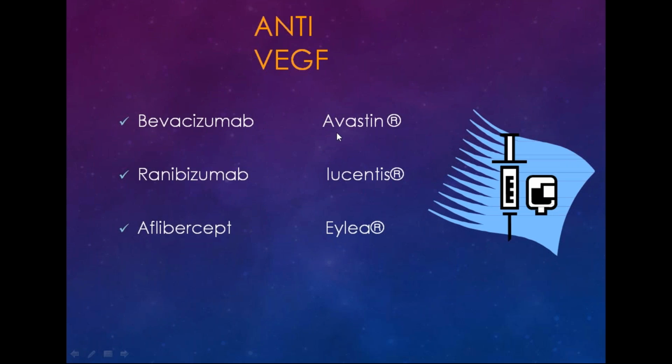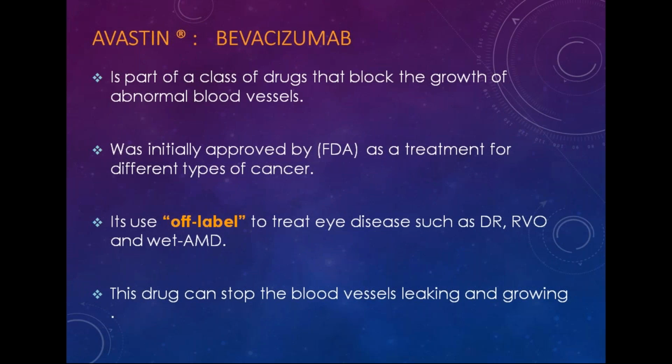Anti-VEGFs: bevacizumab, the trade name is Avastin; ranibizumab, the trade name is Lucentis; aflibercept, the trade name is Eylea. Avastin or bevacizumab is the most commonly used anti-VEGF drug. It is a part of a class of drugs that blocks the growth of abnormal blood vessels. It was initially approved by the FDA for treatment of colon cancer. It is used off-label to treat eye diseases such as diabetic retinopathy, retinal vascular occlusions, and wet age-related macular degeneration. This drug can stop the blood vessels leaking and growing.